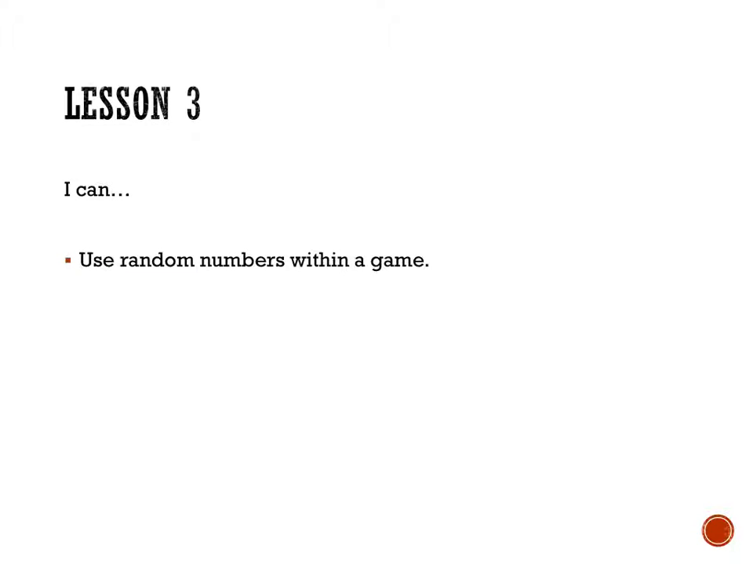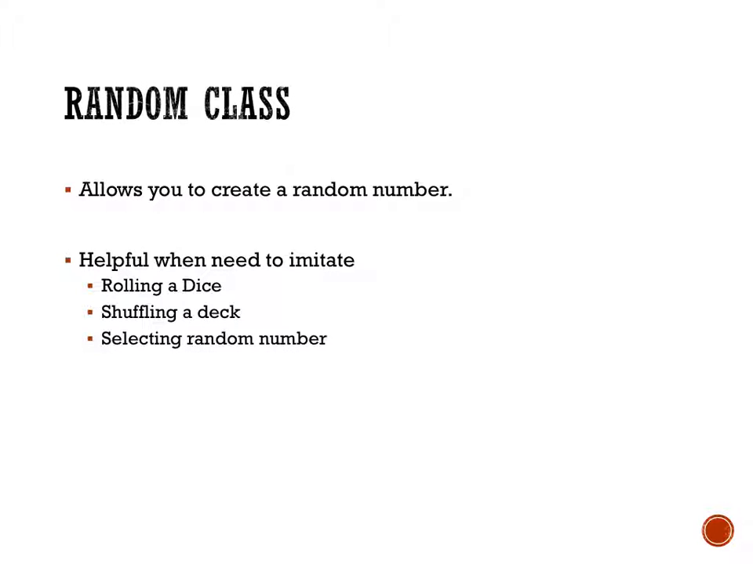All right, so in this final lesson in Unit 3, we're going to look at how random numbers can be used within a game and how we can access the random number class that is built into MonoGame. Just as expected, the random number class allows you to create random numbers and use them in a game.